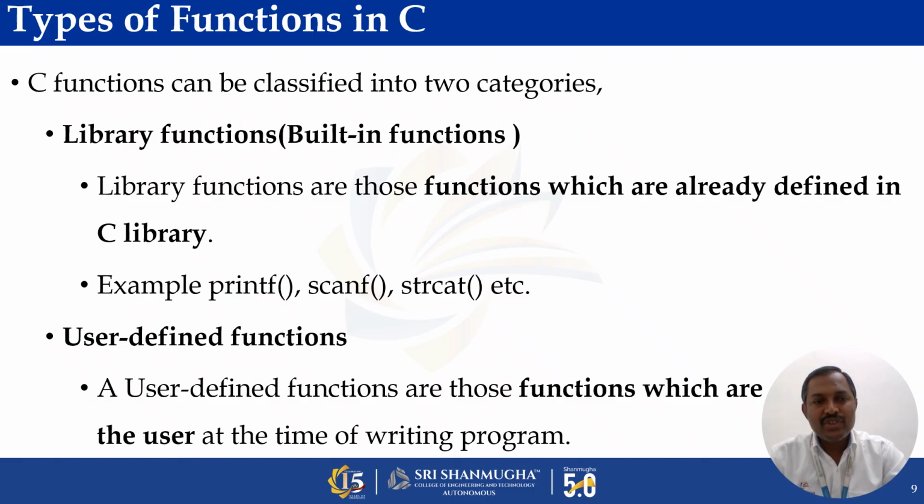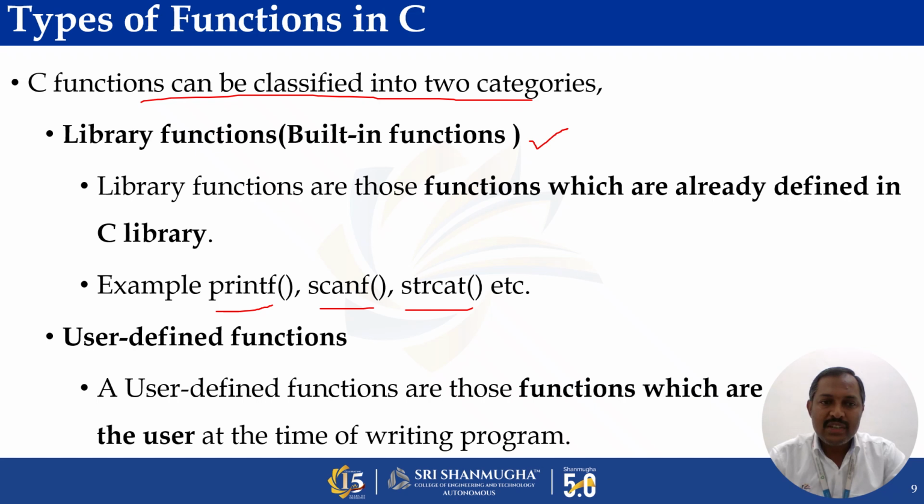The next, types of function. C functions can be classified into two categories. One is library functions or built-in functions. Library functions are those functions which are already defined in the C library. For example printf, scanf, strcat, etc. There are many functions already defined and stored in the C library. Those functions are called predefined functions or built-in functions or library functions.